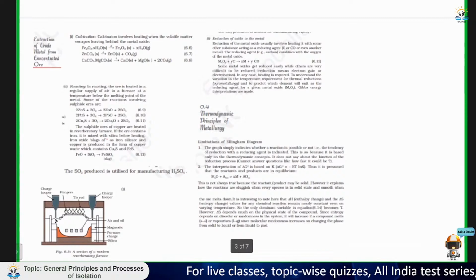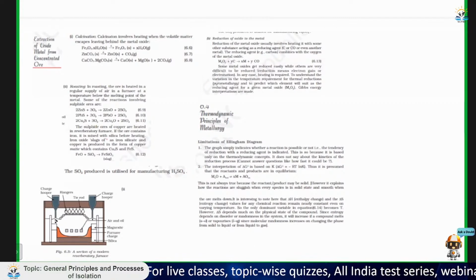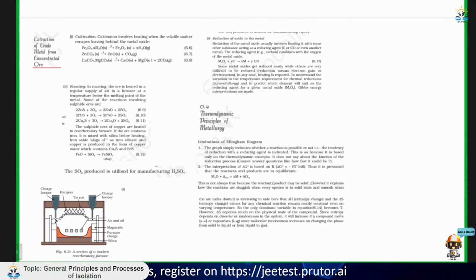Extraction of crude metal from concentrated ore. Basically, sulfide ores unte you're gonna convert it into oxide. Any ore unna you're gonna first convert it into oxide except the gold and silver ores. Oxide ga convert cheyalante you're oxidizing it, then you're reducing the ore. Appudu the obtained metal is crude metal. It has impurities, but you're gonna have the metal.